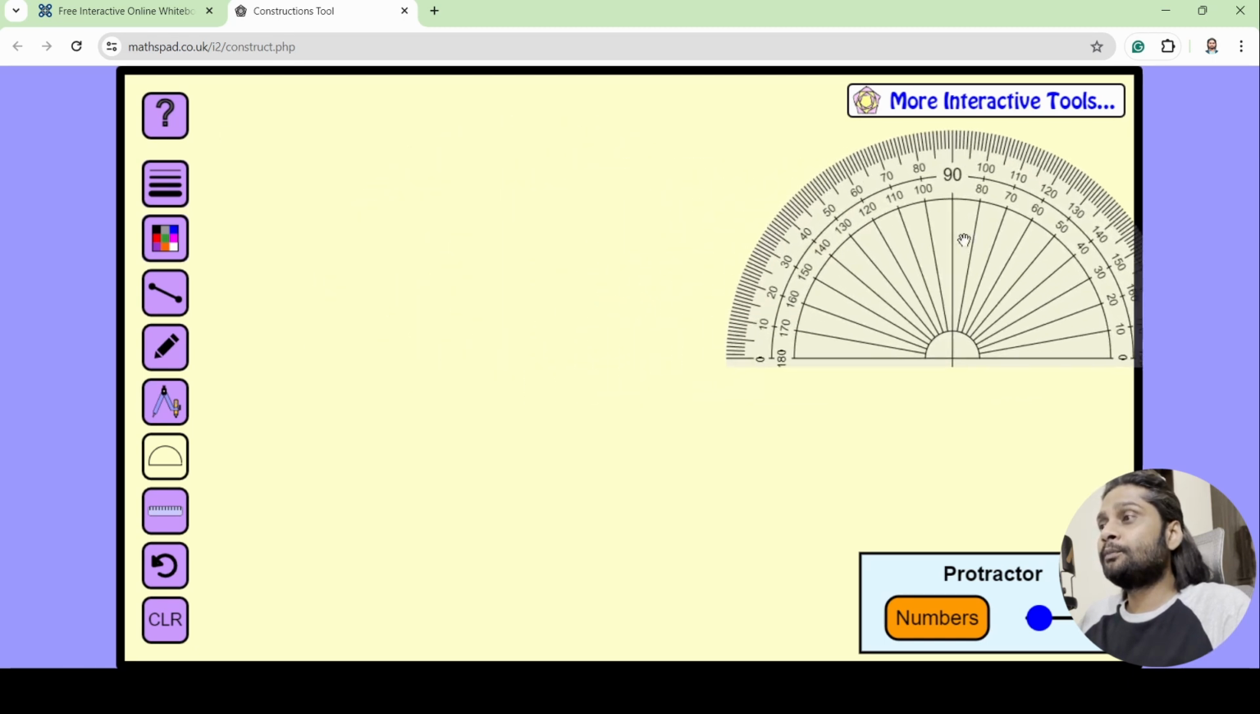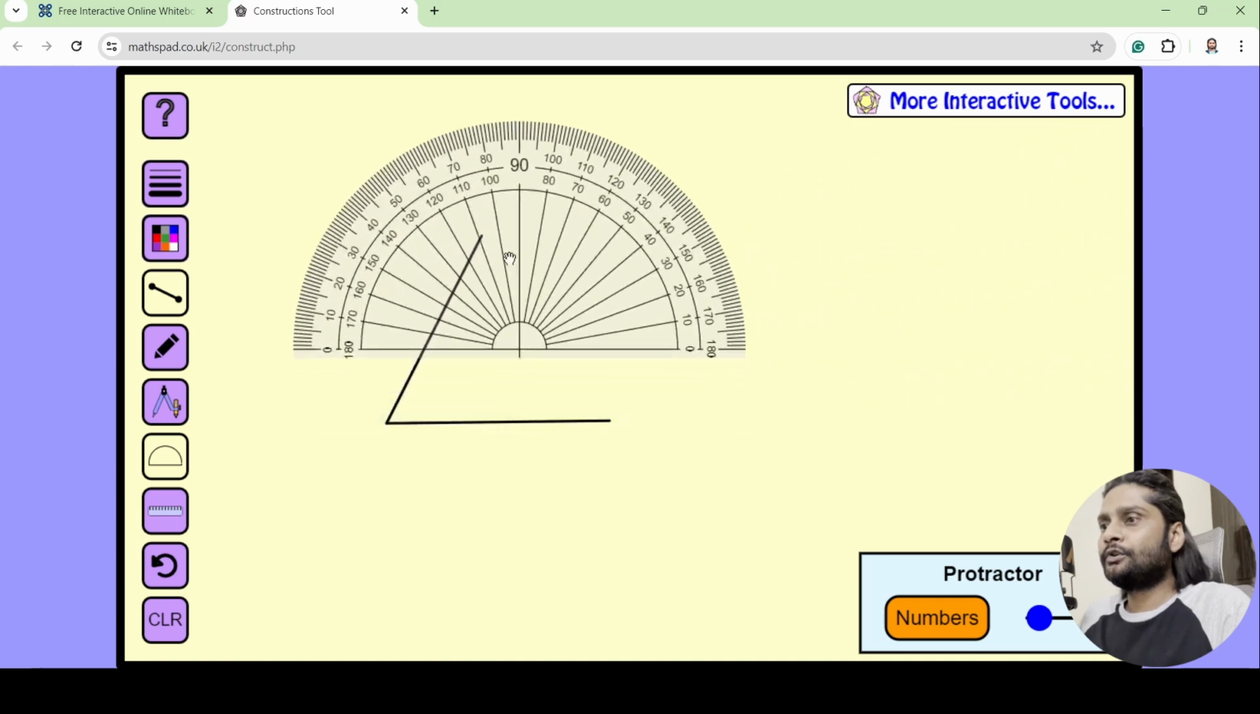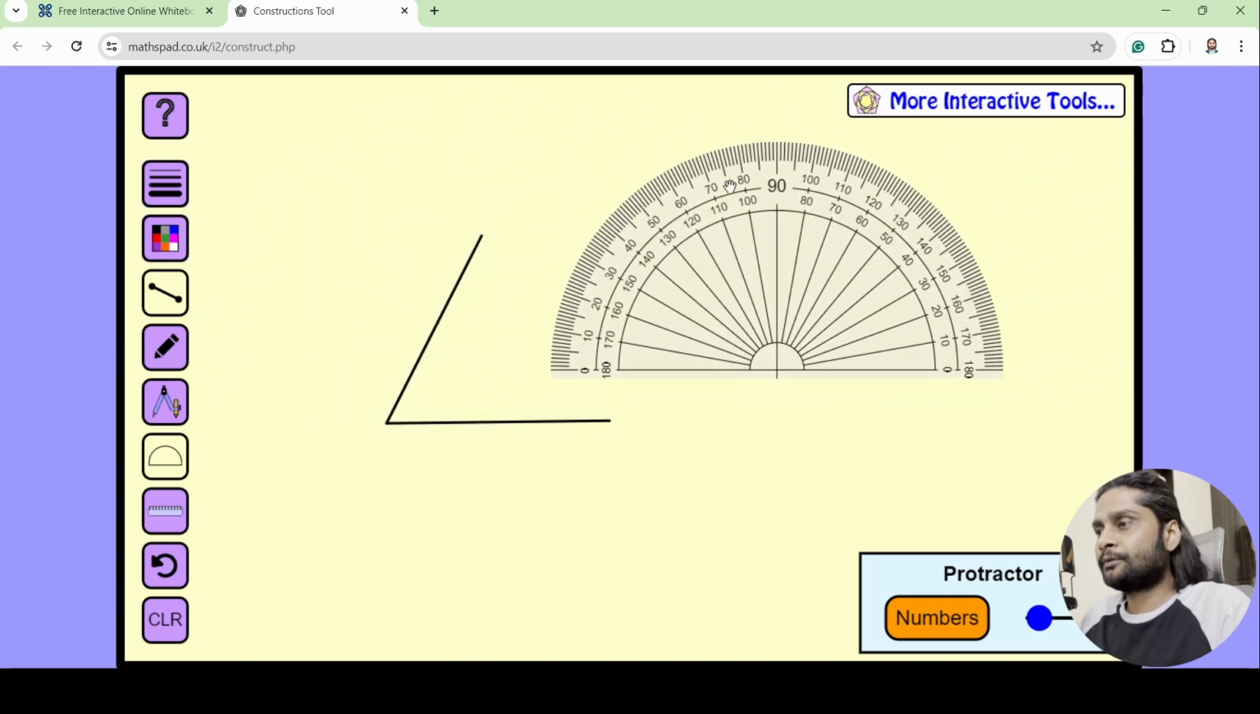Let's say you have to measure an angle. First of all, let's suppose you are already given an angle like this, which has one initial ray or initial line and the other is a terminal line. What you are supposed to do, students, see, this is how my protractor looks. It has angles from 0 to 180 degrees in both directions, in the clockwise direction as well as in the anti-clockwise direction.